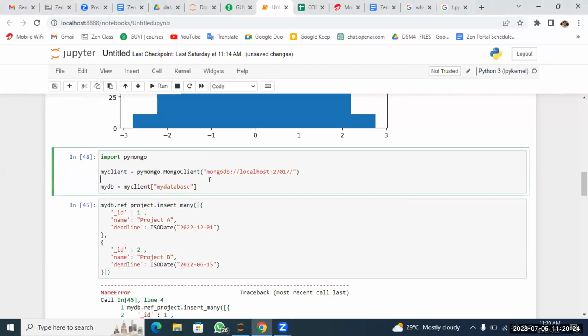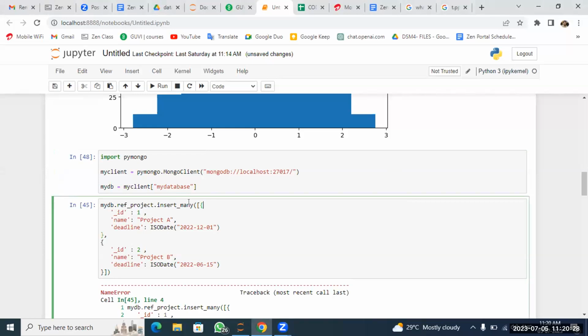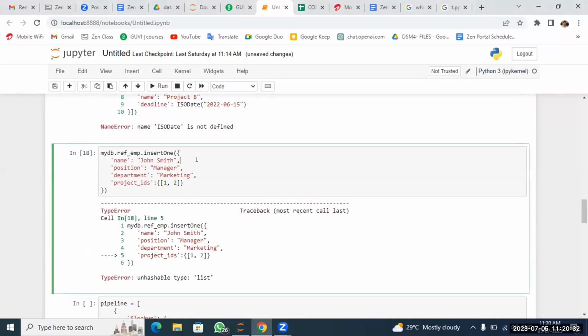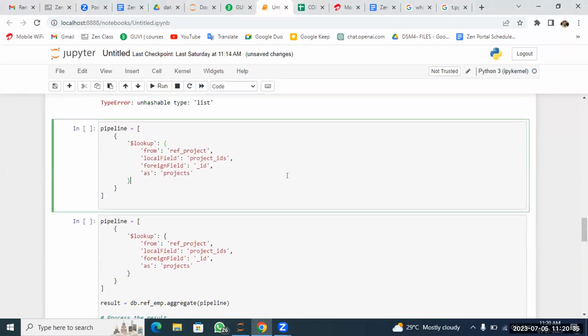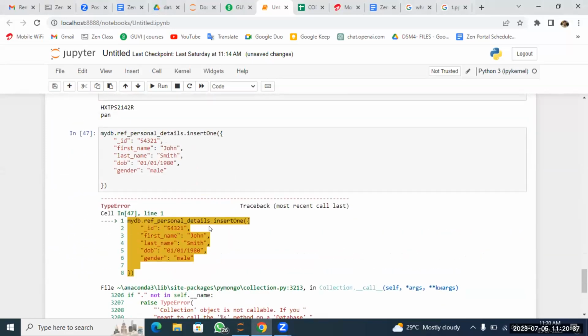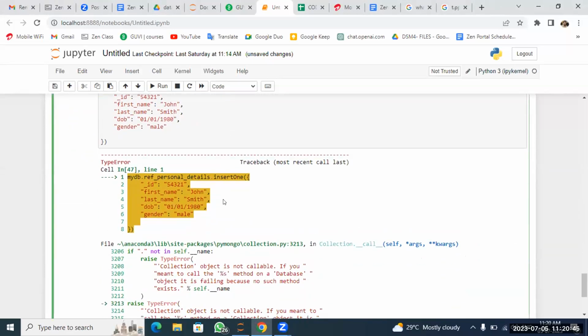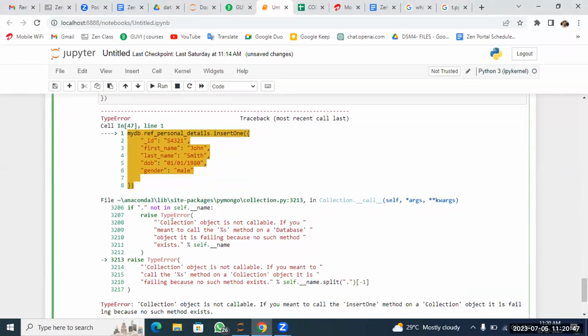This is done. Go for one to one. This is one to many, right? Yeah, let me go to one to one. Where is it? Insert one to one, here. My reference personal details insert one. Here itself it is showing some error, right? What is the error while inserting? Collection object is not callable, if I call insert one.